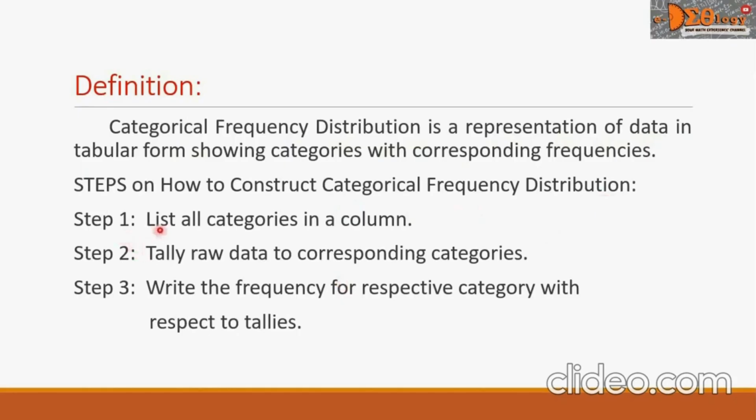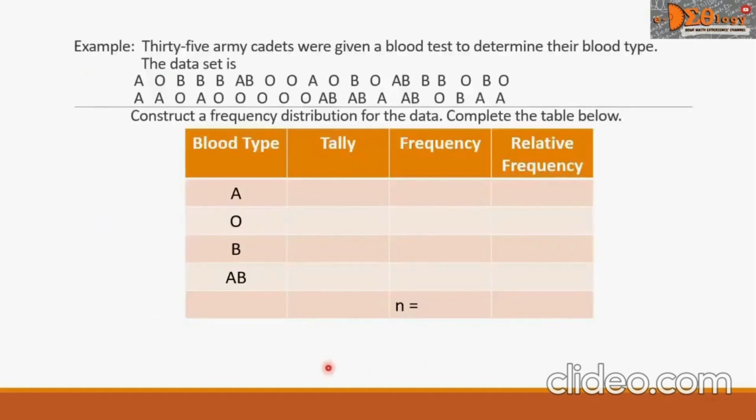Step 1. List all categories in a column. Step 2. Tally raw data to corresponding categories. Step 3. Write the frequency for respective category with respect to tallies. Let us see one example here.